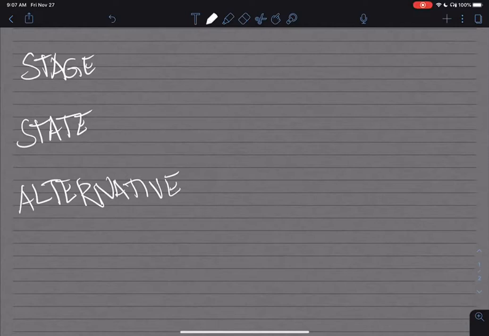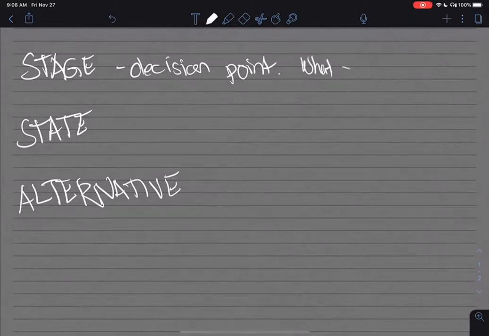A stage basically is your decision point. You have a decision point: how many items of item I to put, how many classes to take, how many workers to hire, or what have you. So a decision point, or this is like, what do I want to know, or your decision points.